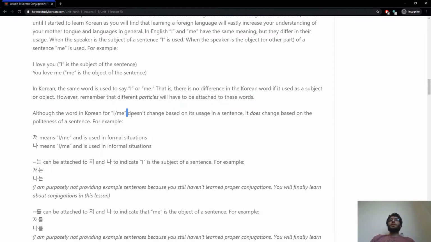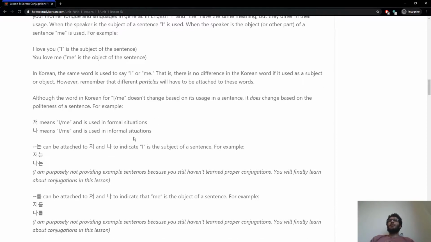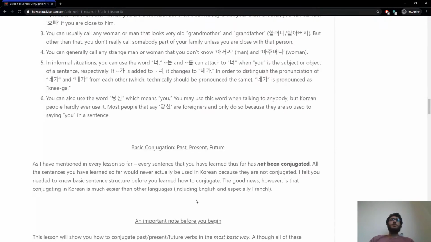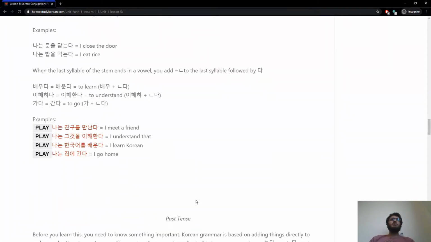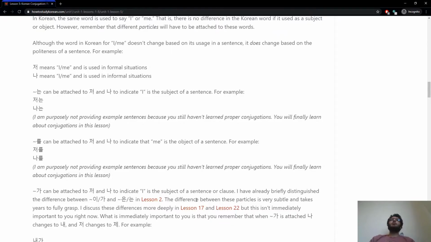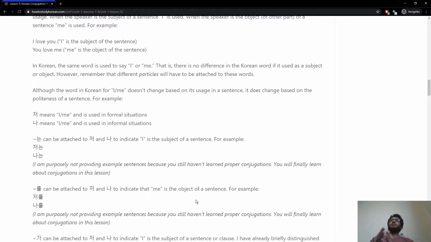Although the word in Korean for I or me doesn't change based on where it is in the sentence, it does change based on the politeness of a sentence. I think we start getting introduced to politeness levels in the next lesson. But just keep in mind that there are politeness levels, and we'll discuss exactly when you'd use which. My recommendation is just to learn the one that you're going to use the most often, and then you can start branching out and learning other politeness levels. It's not too hard to jump from one to the other. It's just kind of habit.